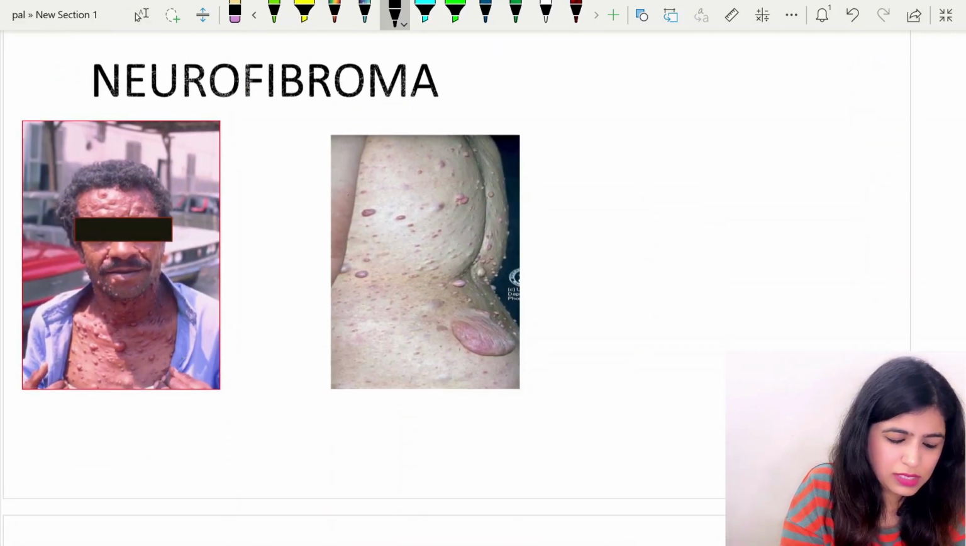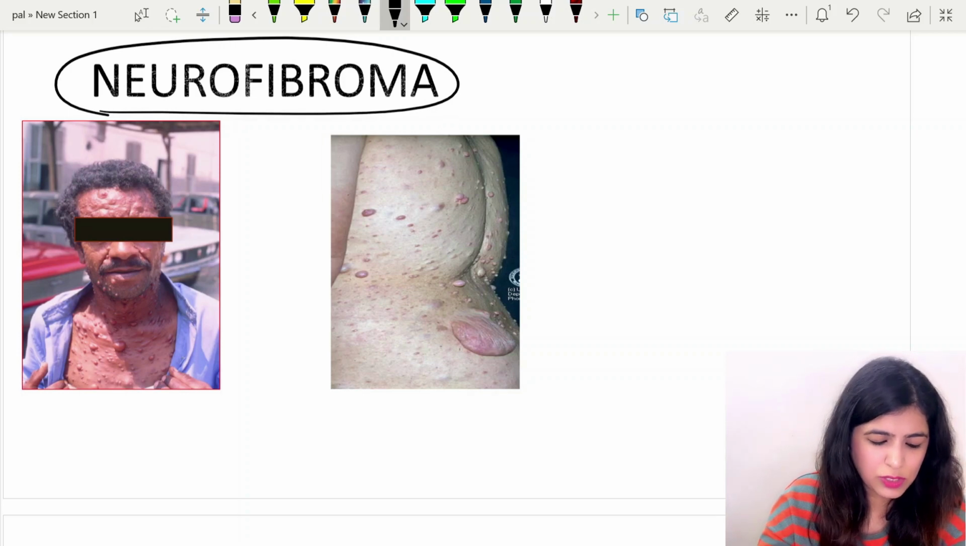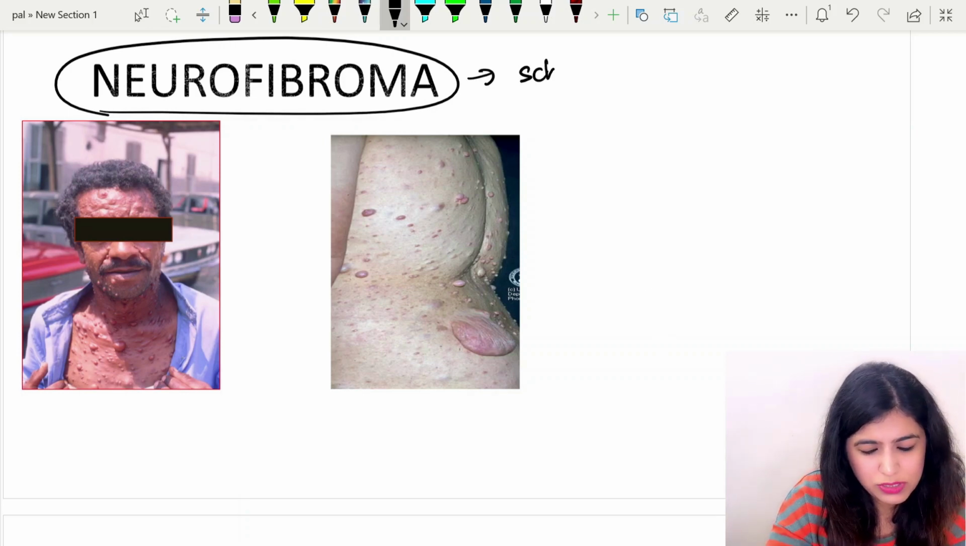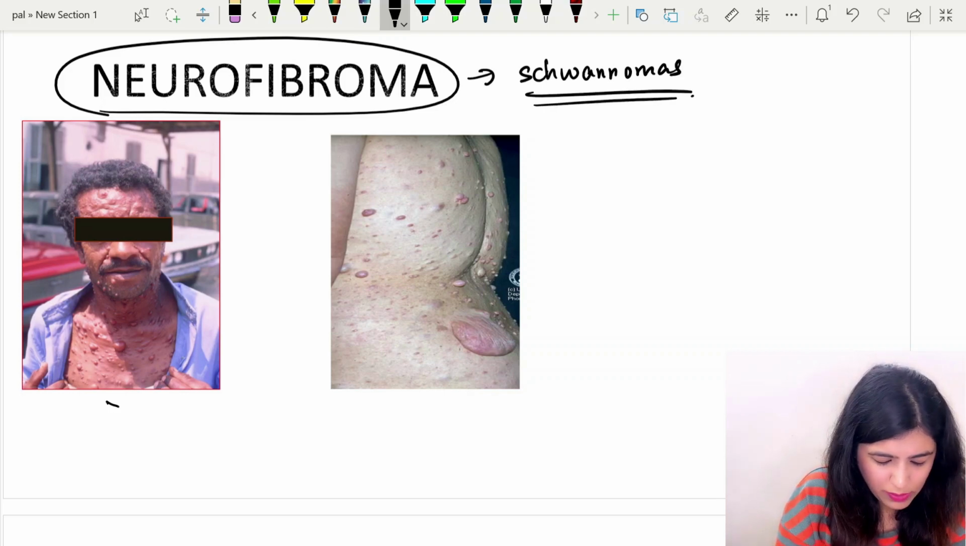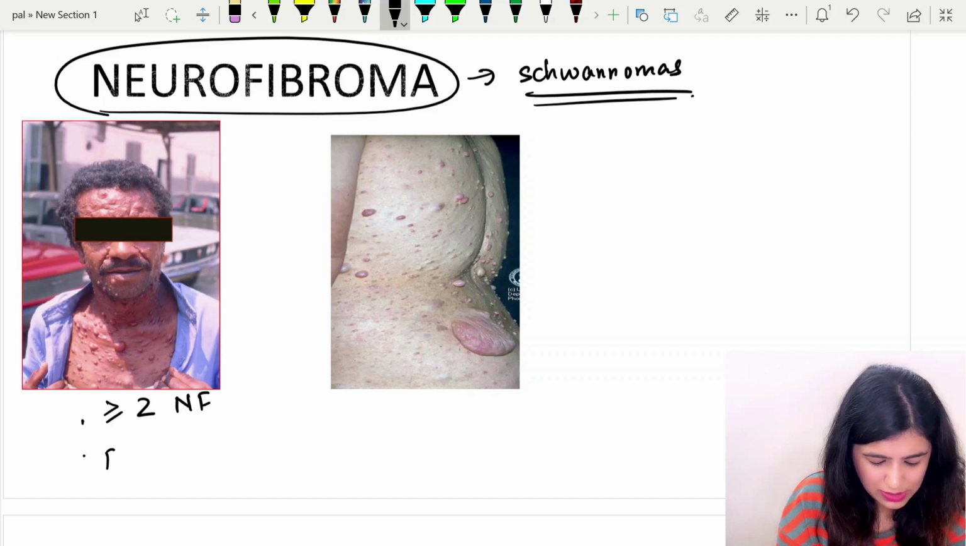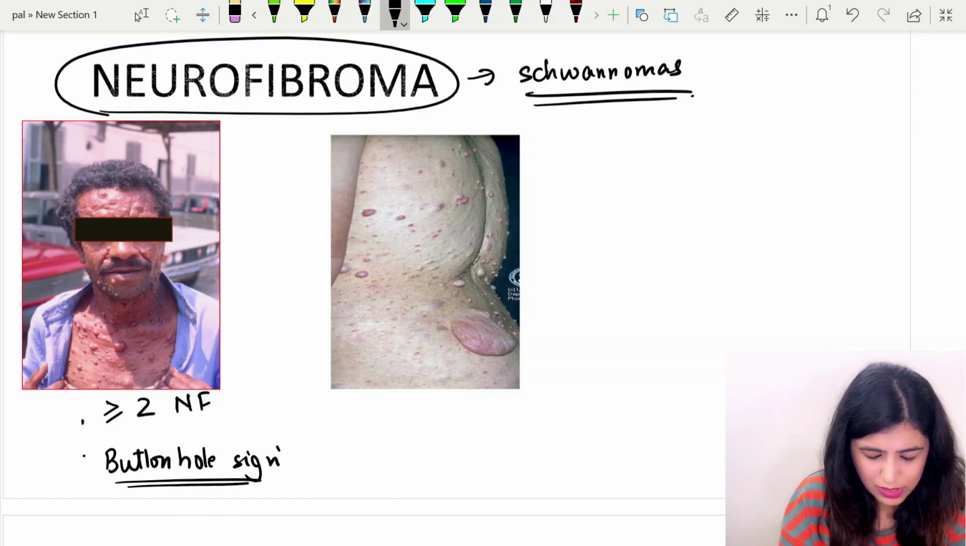Then the name of the disease itself, the neurofibromas. Pathologically, these are Schwann cell tumors, that is schwannomas. You have to have 2 or more neurofibromas to make the diagnosis. There is a sign in these neurofibromas which you have to remember. It is called the buttonhole sign.